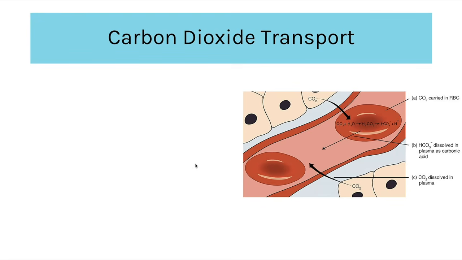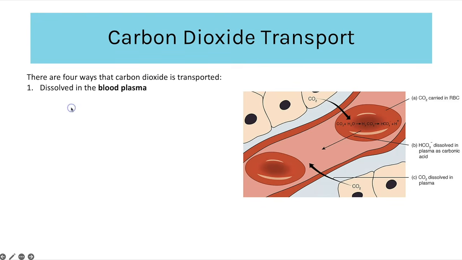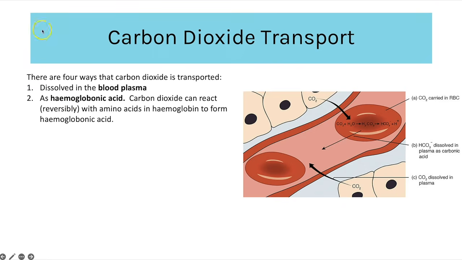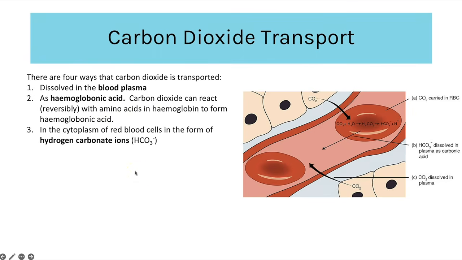Next then we have a look at the transport of carbon dioxide. And there are 4 ways that carbon dioxide can be transported. One is dissolved in the blood plasma. Next we have as hemoglobinic acid, and carbon dioxide can react reversibly with amino acids in hemoglobin to form hemoglobinic acid. It can also be in the cytoplasm of red blood cells in the form of hydrogen carbonate ions. And also it could be the formation of carboaminohemoglobin.